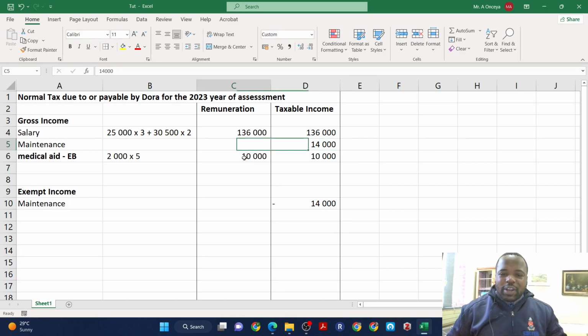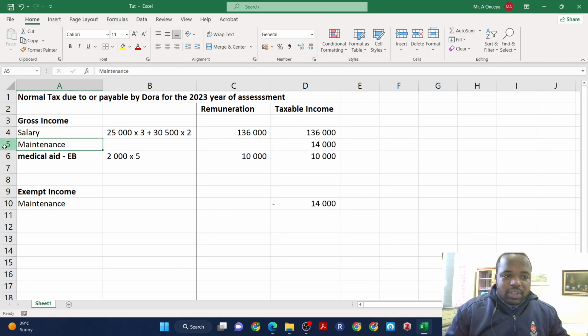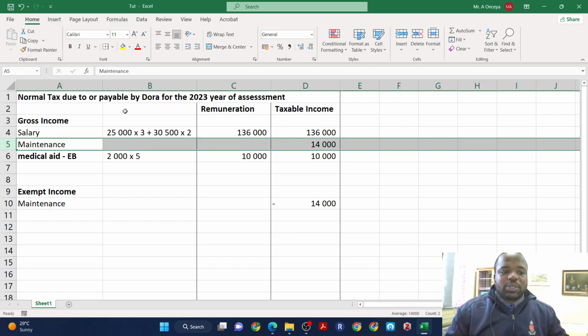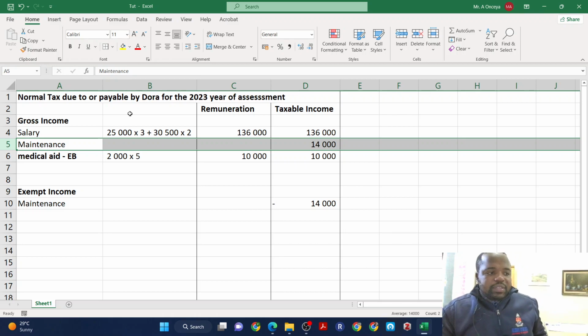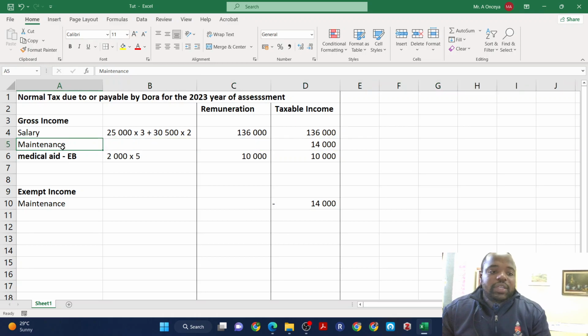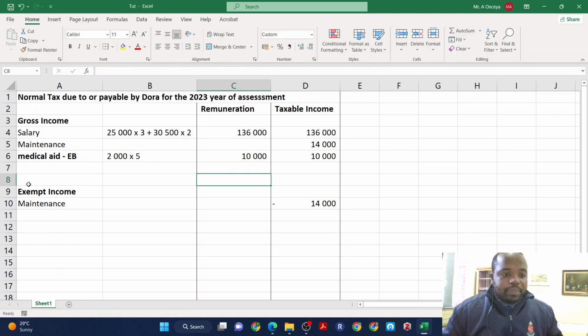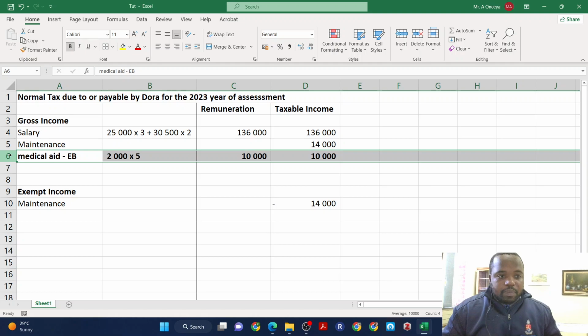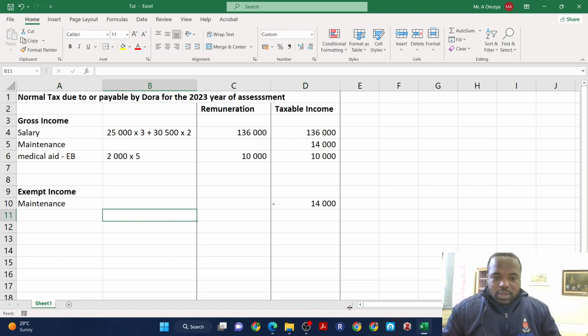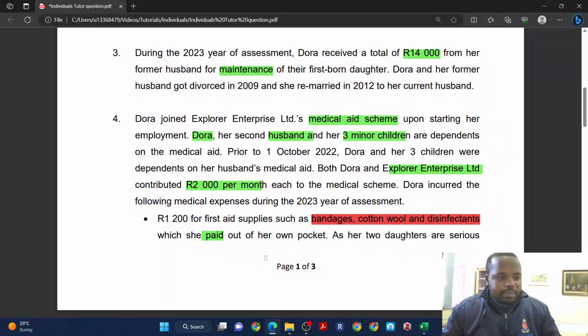I think one thing I forgot here is to remember this maintenance is not remuneration. The reason is remuneration is essentially amounts that flow from employer to employee as a result of an employment contract or employer-employee relationship. For this, she's not employed. She just received this from her former husband who's paying maintenance. So it's not remuneration, in case you're wondering. Okay, cool. And then we quickly move on.